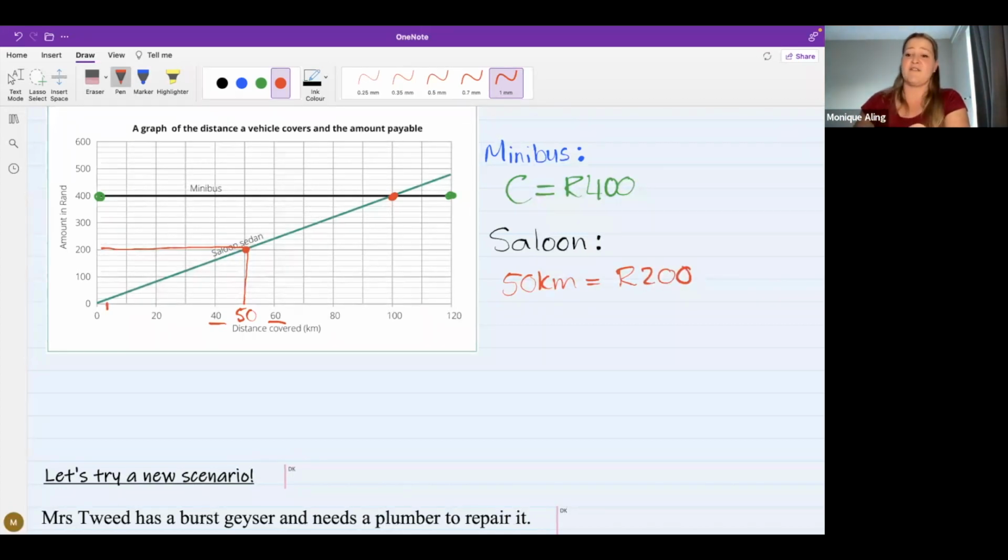But I don't want to know what 50 kilometers is. I want to know what 1 is, because if I know what 1 is, I can work out any other distance or any other charge. So I try to work out what 1 kilometer is.